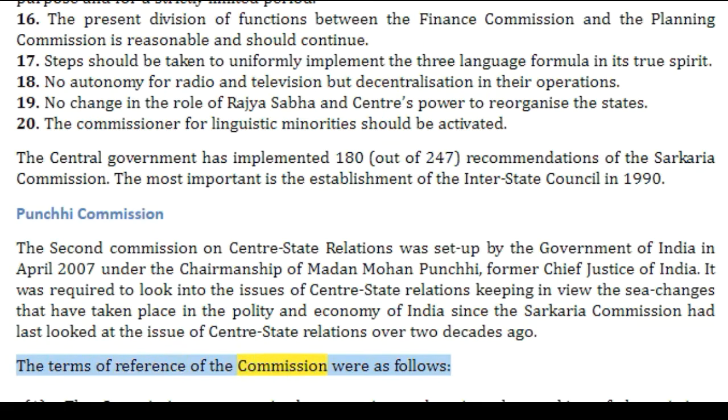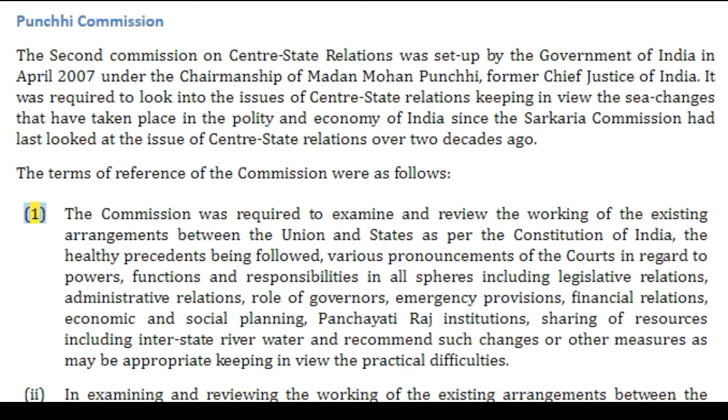The terms of reference of the Commission were as follows. 1. The Commission was required to examine and review the working of the existing arrangements between the Union and states as per the Constitution of India, the healthy precedents being followed, various pronouncements of the courts in regard to powers, functions and responsibilities in all spheres including legislative relations, administrative relations, role of governors, emergency provisions, financial relations, economic and social planning, Panchayati Raj institutions, sharing of resources, including interstate river water, and recommend such changes or other measures as may be appropriate keeping in view the practical difficulties.